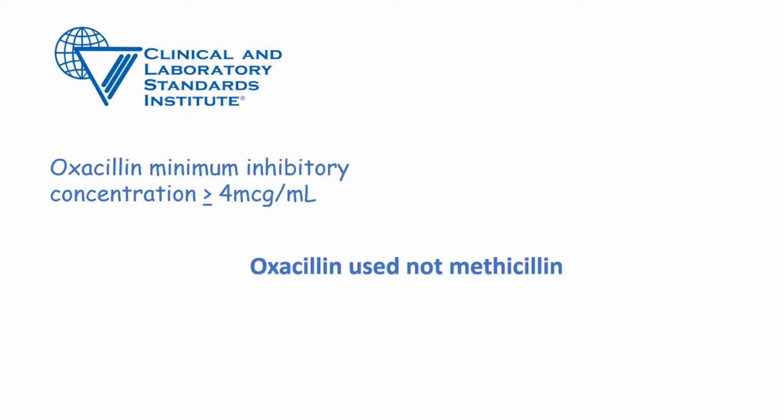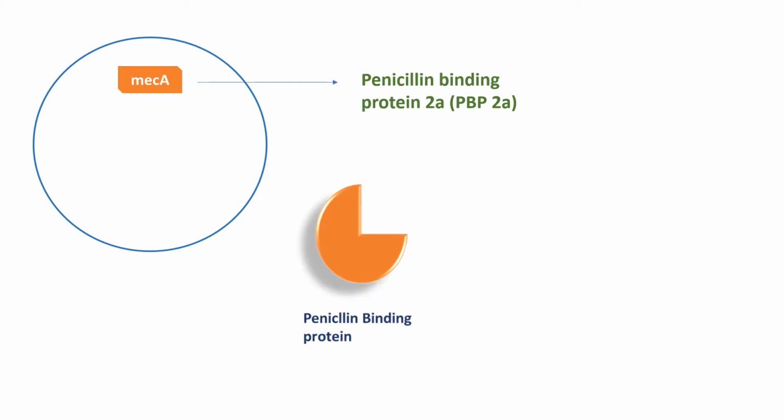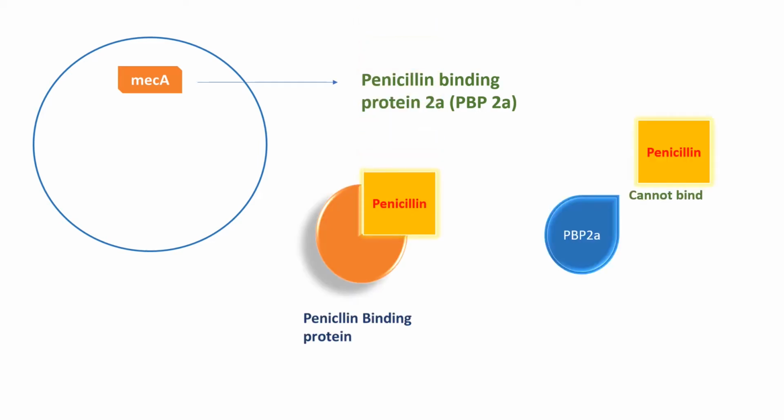Now let's talk about the mec gene. The structural component of the mec gene is mecA. This encodes for penicillin binding protein 2A, which is different from the normal penicillin binding protein where penicillins attach and prevent the transpeptidation reaction. This mecA gene is responsible for resistance to the entire beta-lactam group of antibiotics except for ceftaroline and ceftobiprole. Apart from mecA, other homologous genes like mecB, mecC, mecD have also been identified.